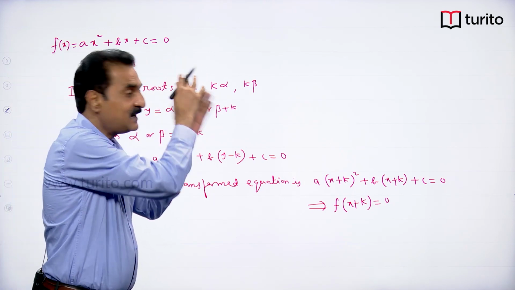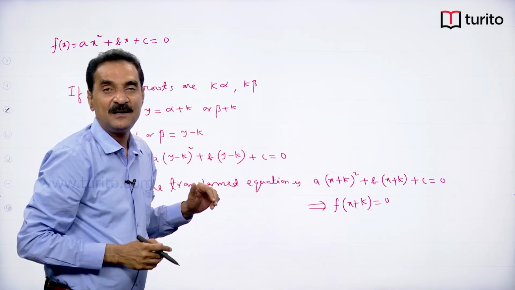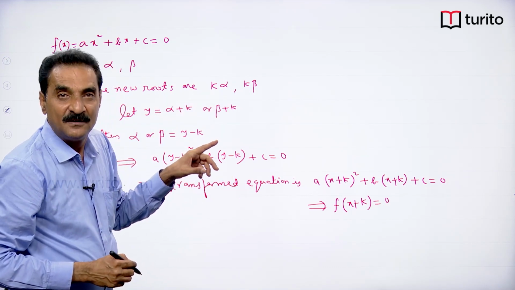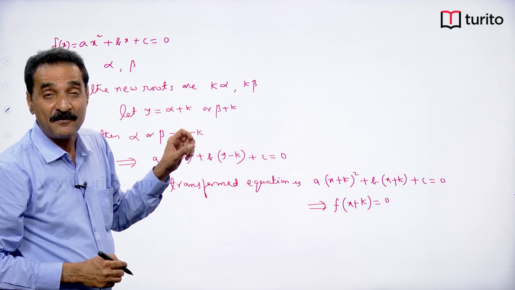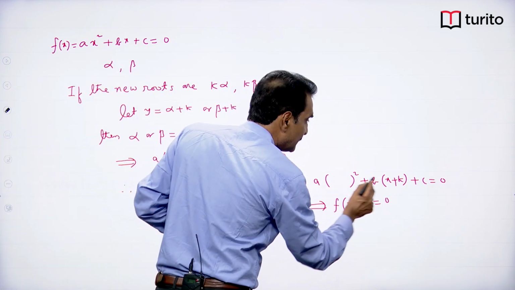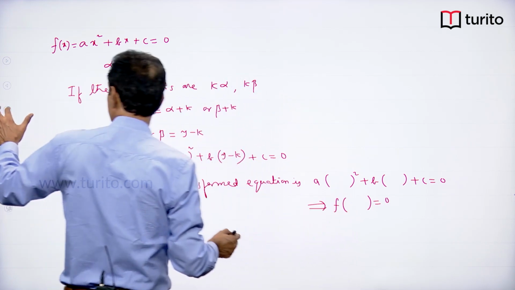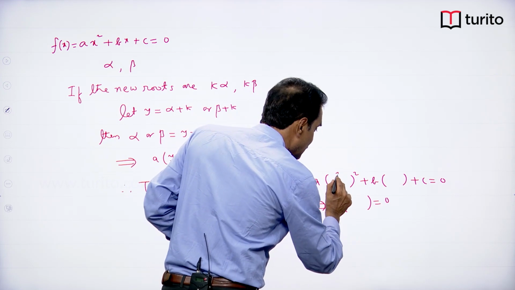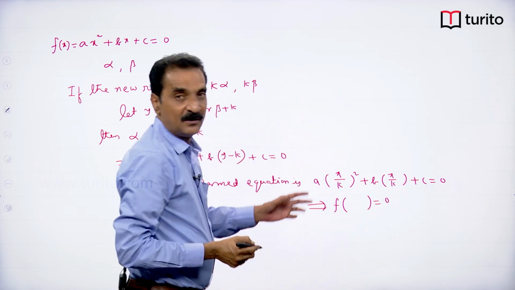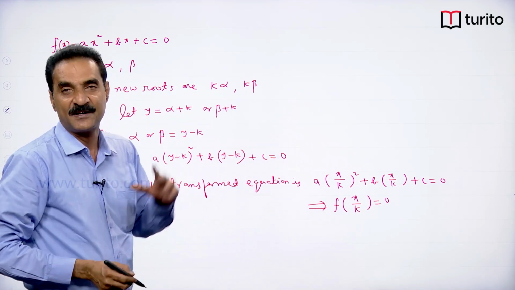So when k is added to the roots, k is subtracted from x. When k is subtracted from the roots, k is added to the variable x. Similarly, if the roots are multiplied by k, you have to replace x by x by k, that is, divide x by k. So the transformed equation will be a into (x by k) whole square plus b into (x by k) plus c is equal to 0, which can be written as f of x by k is equal to 0. You follow the same steps, you will get it.